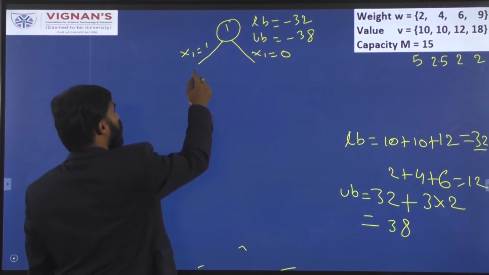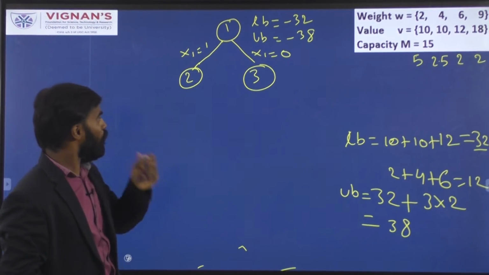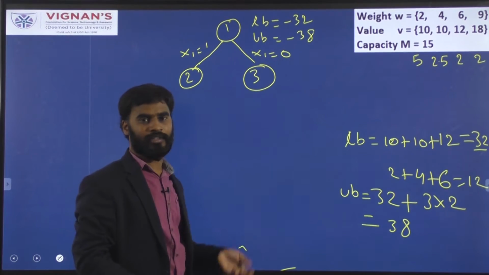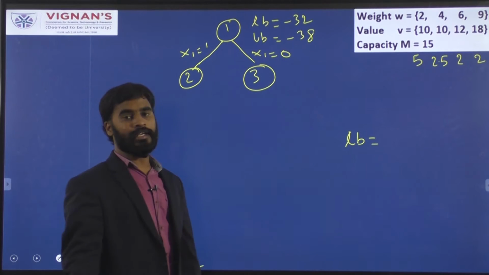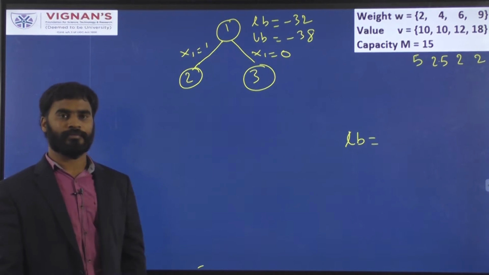What is the lower bound and upper bound if you include item 1? What is the lower bound and what is the upper bound if you exclude item 1? That we have to calculate. Let us calculate it. Let's calculate lower bound and upper bound if we include item 1.